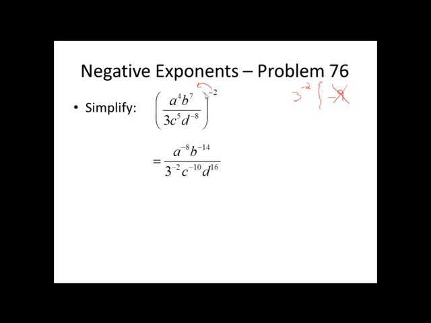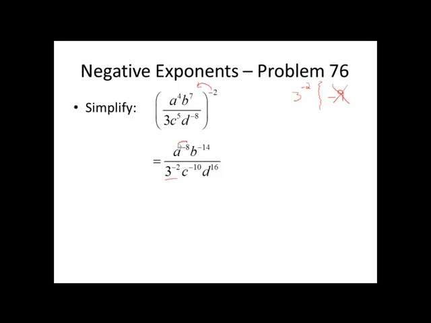Bring in the power of negative 2. Negative 2 times 4 is negative 8. Negative 2 times 7 is negative 14. Here's my 3 to the negative second power. Negative 2 times 5 is negative 10. And finally, negative 2 times negative 8 is positive 16.